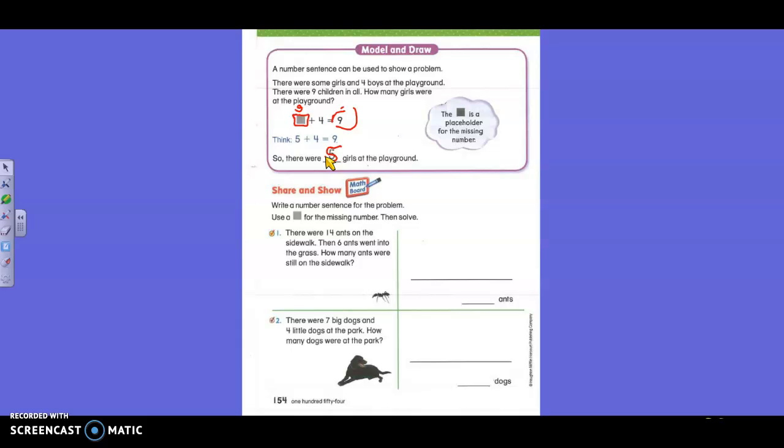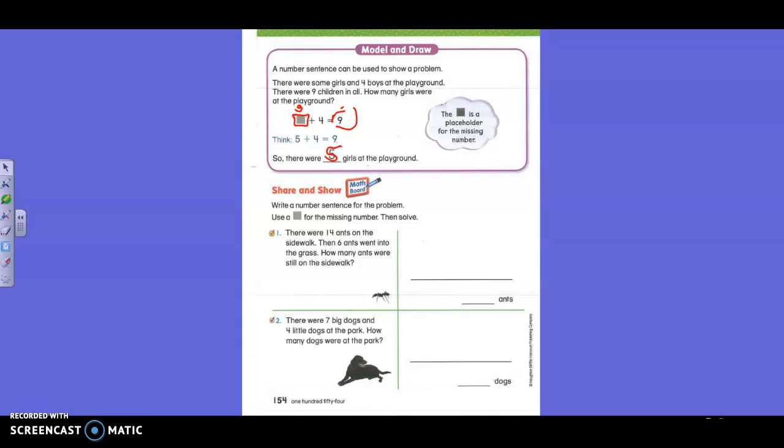Okay, so we're going to do share and show together real quick. Okay? We do all on our own with the person like yesterday. I don't know. We'll see. Number 1. There were 14 ants on the sidewalk.